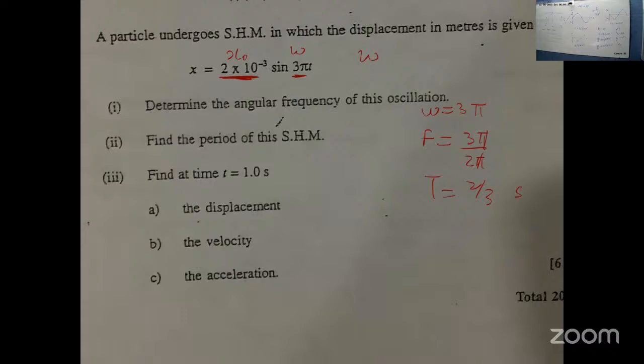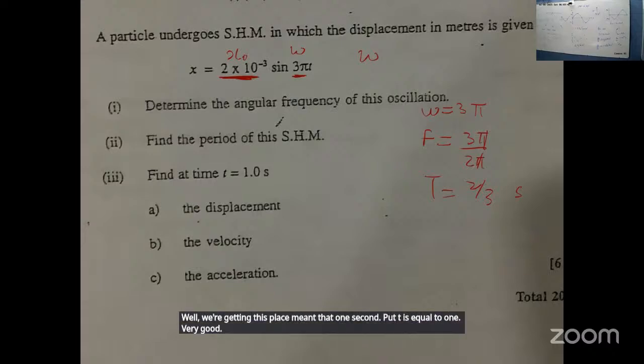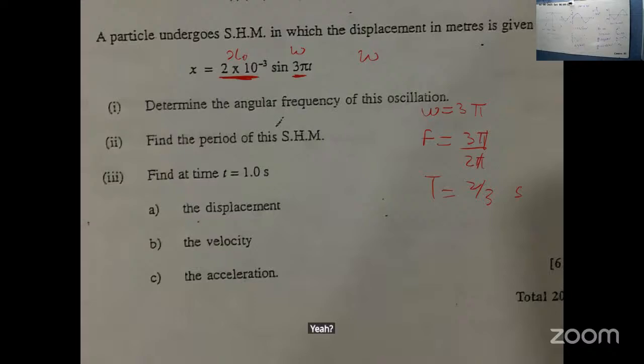Right? Next part. How are we getting displacement at 1 second? Good, put t equal to 1. Very good, Sylvester. Frequency is 1.5 hertz. After that, no, you're not doing that.